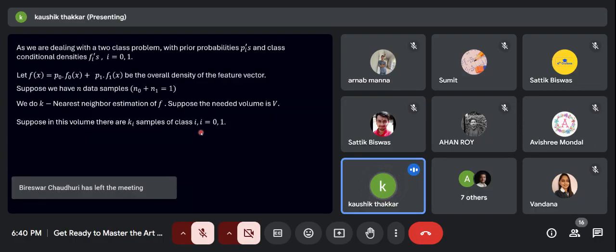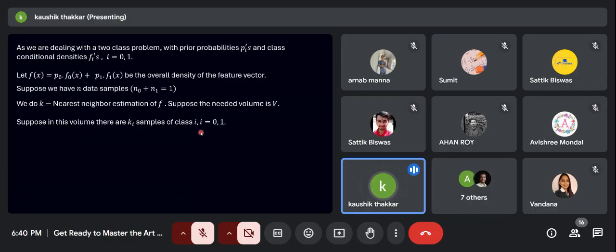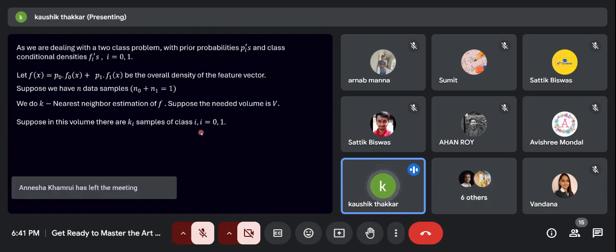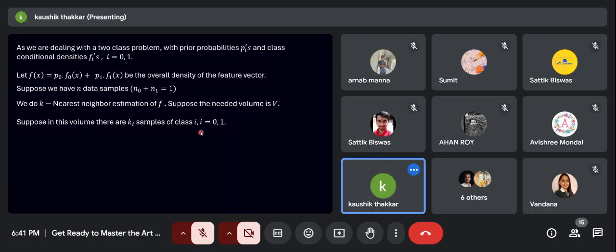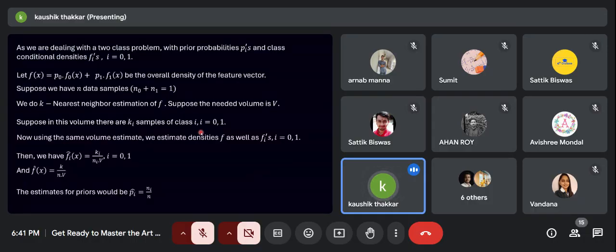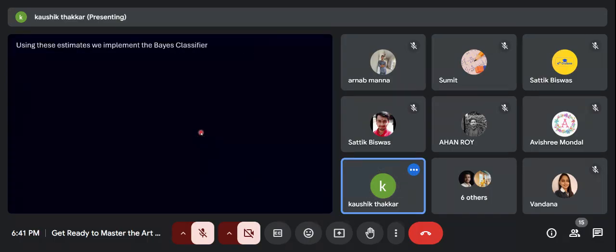Now using the same volume, we estimate density functions f as well as fi's by using the same method that we discussed previously. We have fi hat given as ki upon ni times v, and f hat is given as k upon n times v, right? And the estimates for priors would be again ni by n for the ith class. Now using this we would like to implement the Bayes classifier.